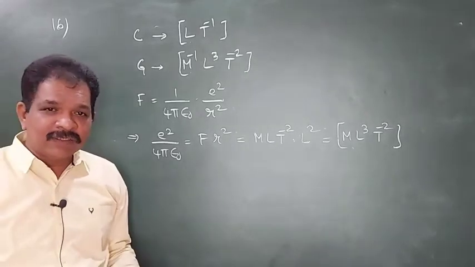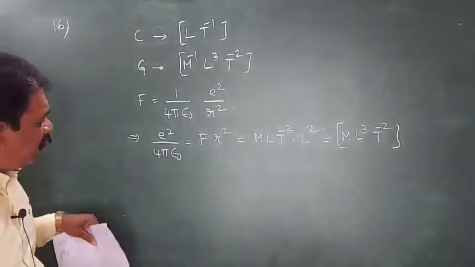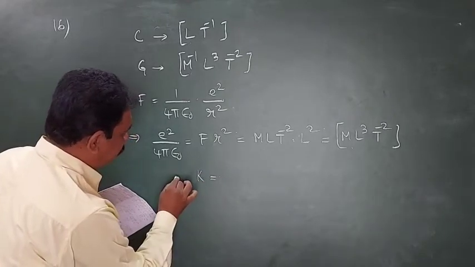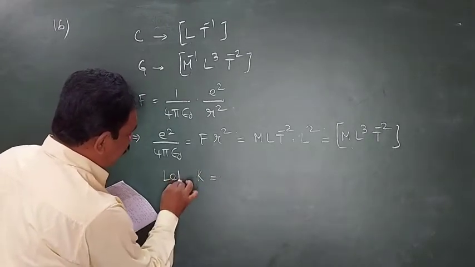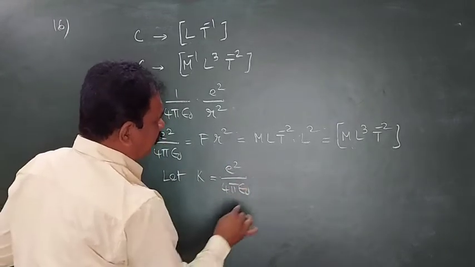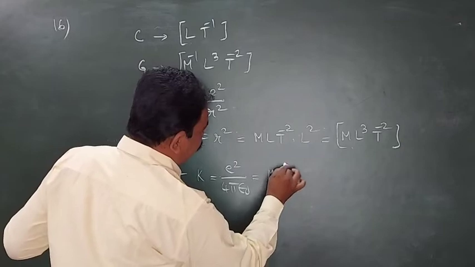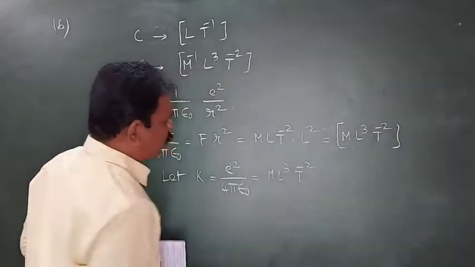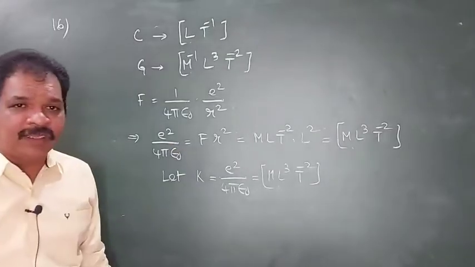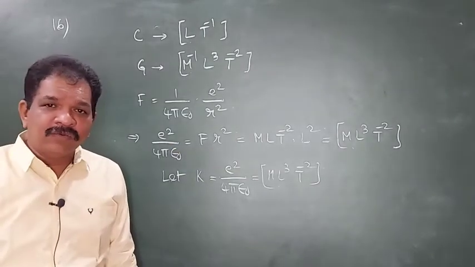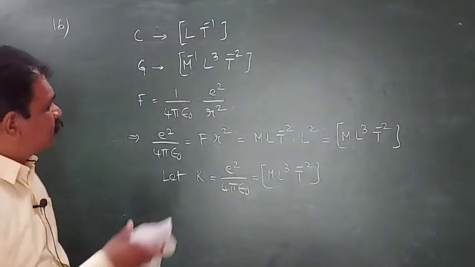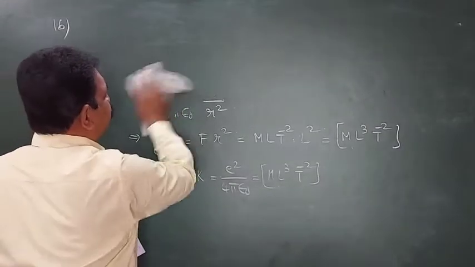For writing simple, this E square by 4 pi epsilon naught, I am assuming it as K. Let K is equal to E square by 4 pi epsilon naught. So, this value is M L cube T power minus 2. We wrote the dimensional formulas, then go according to the given procedure. Okay? So, what to do?